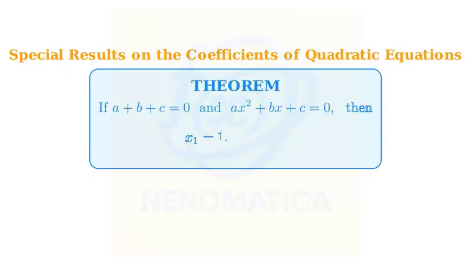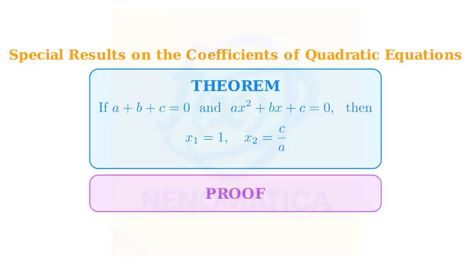Theorem: if a plus b plus c equals 0 and ax squared plus bx plus c equals 0, then the two roots are x sub 1 equals 1 and x sub 2 equals c over a. Now for the proof. We will transform the quadratic using the condition a plus b plus c equals 0 and factor by grouping.